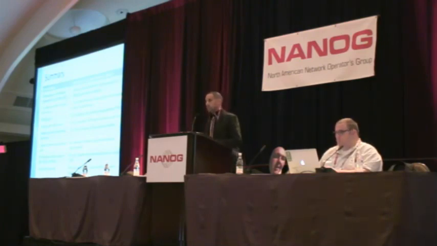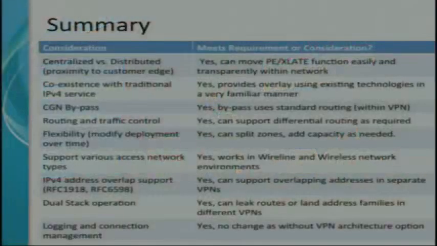Does it work with a dual stack operation? The answer is yes, we can make this work with dual stack operation, so it doesn't inhibit us from adding IPv6 as time goes on for those customers. And does it help with the logistics of what you have to do when you add in something like carrier grade NAT? The answer is yes, logging and connection management can all be done. The nice thing is it can be done in a standard fashion, and we don't have to have different deployments for our different kinds of properties. We can have a common deployment for both our wireless and wireline networks, and it works pretty fluidly across both.